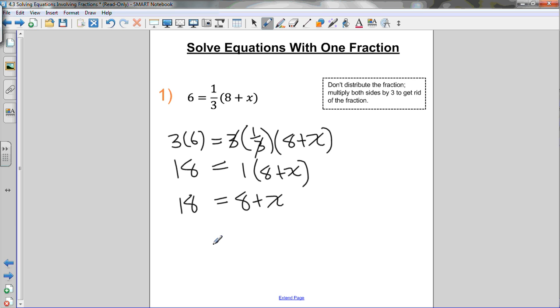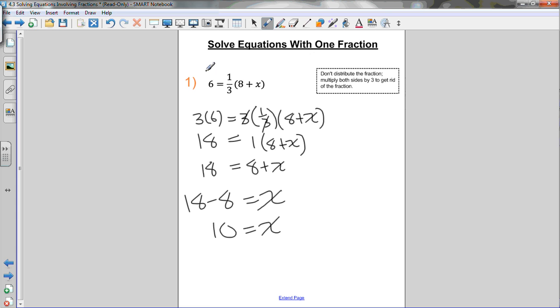Now, solve this equation just like I would have solved any of the equations in the previous lessons. Isolate the variable. Move this positive 8 to the other side. It becomes minus 8. So I have 18 minus 8 equals x. 10 equals x. So x equal to 10 is the solution to this equation. 10 is the value of x that would make this equation true. You can check your answer by plugging in 10 for x and making sure the left side equals the right side. If I plug in 10 for x, I have 8 plus 10 is 18, and then a third of 18 is 6. So the left side equals the right side.